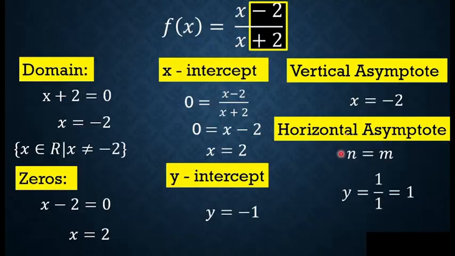Next, we have another example, x minus 2 over x plus 2. In the domain, equate x plus 2 to 0. x plus 2 equals 0, x equals negative 2 after transposing. Our domain is x not equal to negative 2. Why? If x is negative 2, it becomes undefined.